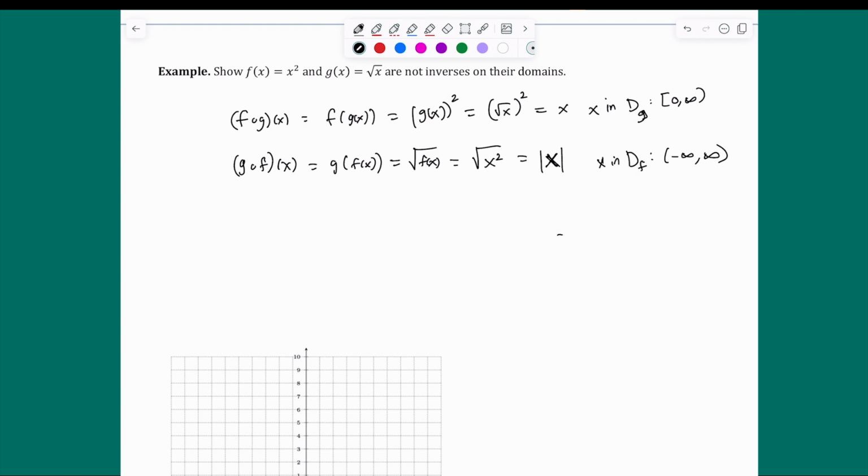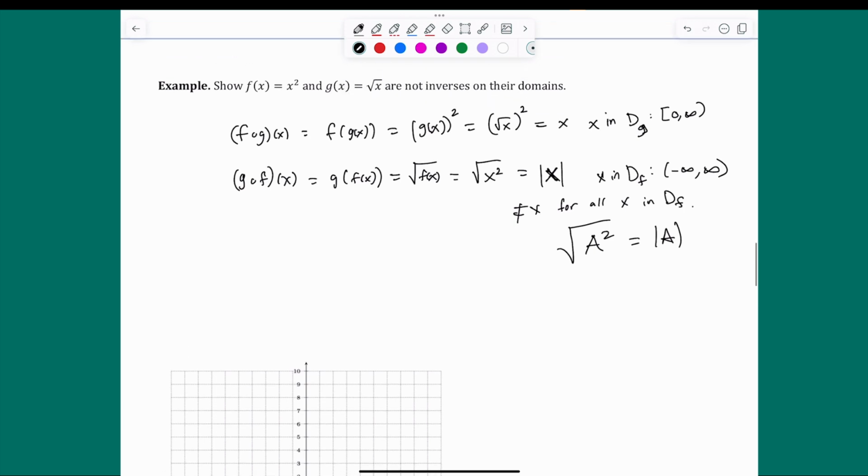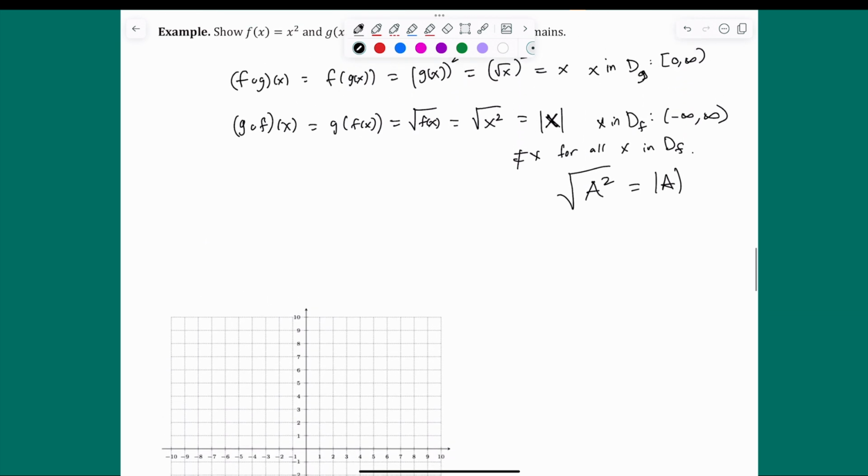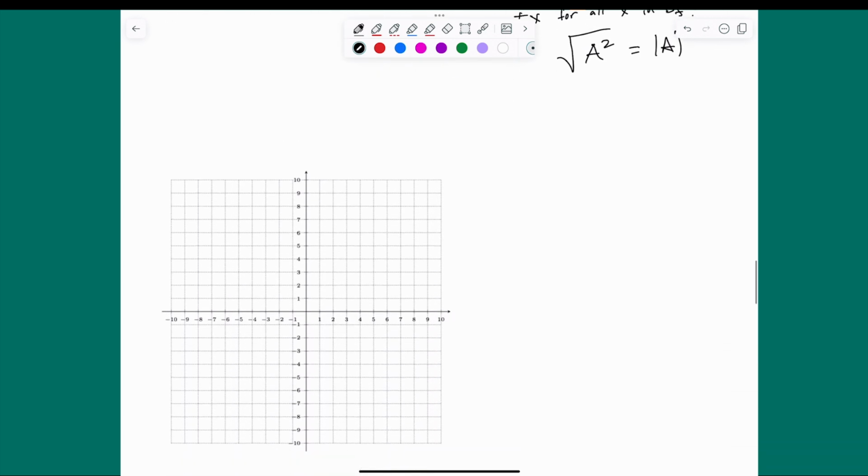In fact, technically, anytime you take the square root of something squared, that is the absolute value of a, and the reason for that is because the square root is always positive. So this is not true. This is not equal to x for all x in the domain of f. And it's clear if you think about what f of x looks like in terms of a graph.